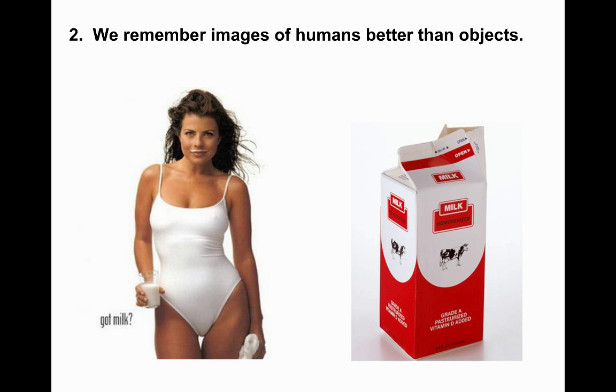Also, we remember images of humans better than images of objects. For many years, the campaign ads for selling milk just had milk cartons that were featured, and then they added the Got Milk campaign, in which many people who are either famous or attractive had the milk mustache, and because there were humans in it, it was easier to sell, and people responded to it more effectively.